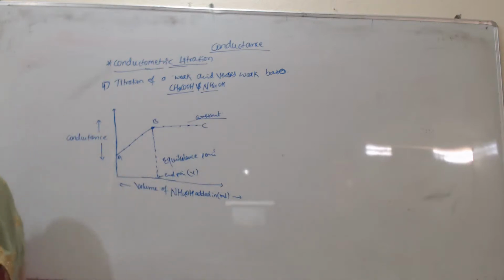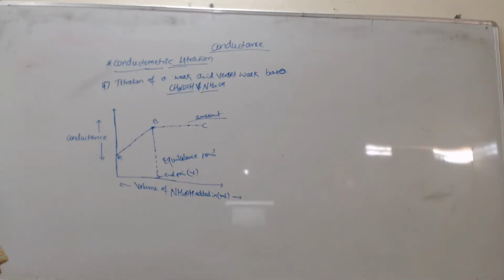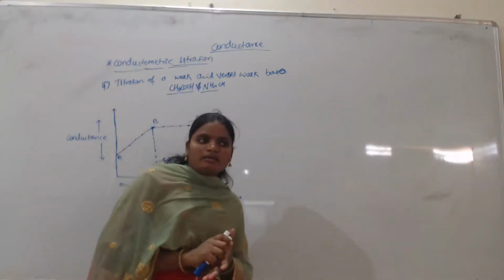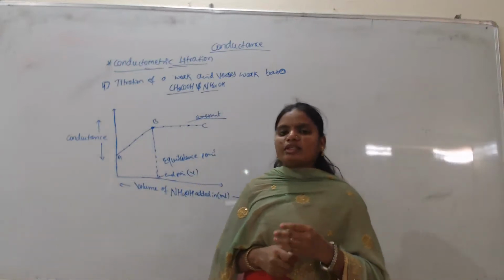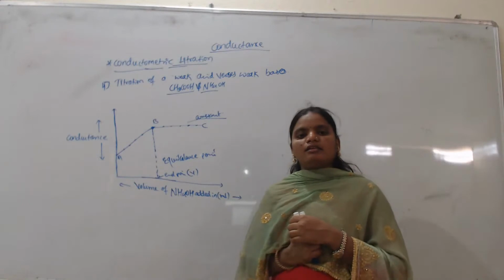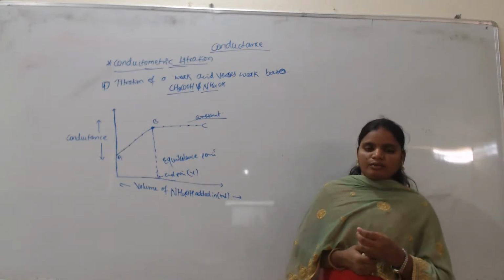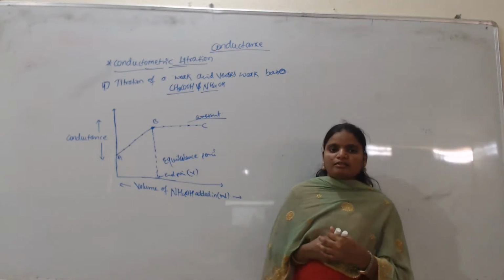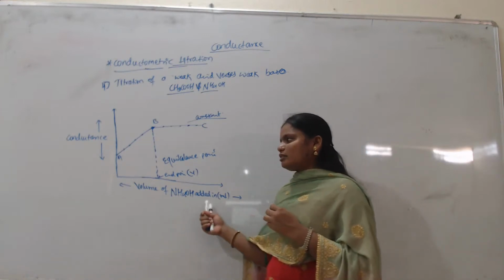Okay, these are the four titrations that come under conductometric titration. First, strong acid versus strong base, that is HCl versus NaOH. Second, weak acid versus strong base, that is acetic acid versus sodium hydroxide. Third, strong acid versus weak base, HCl versus ammonium hydroxide. And fourth, weak acid versus weak base, that is acetic acid versus ammonium hydroxide.